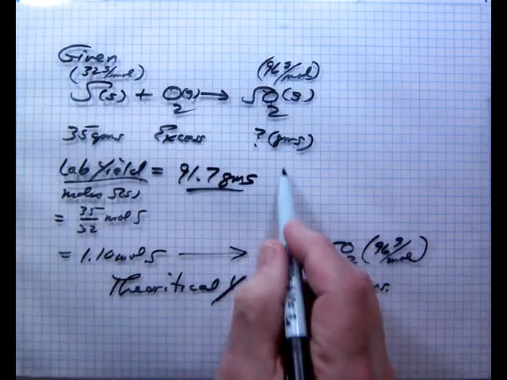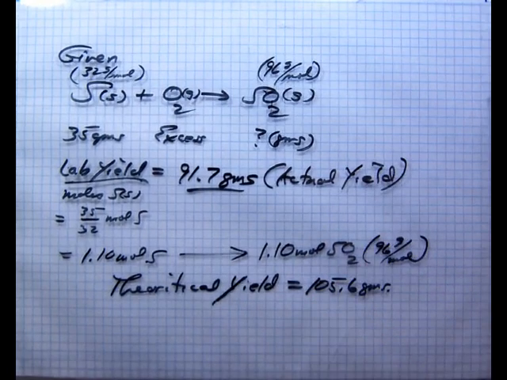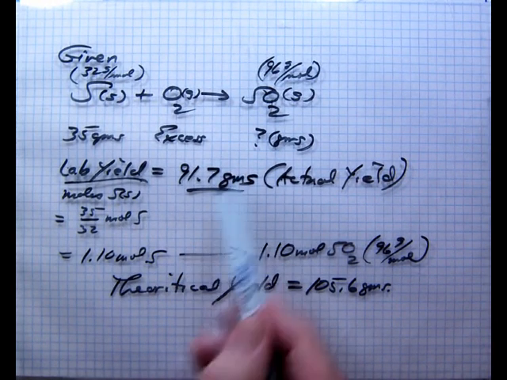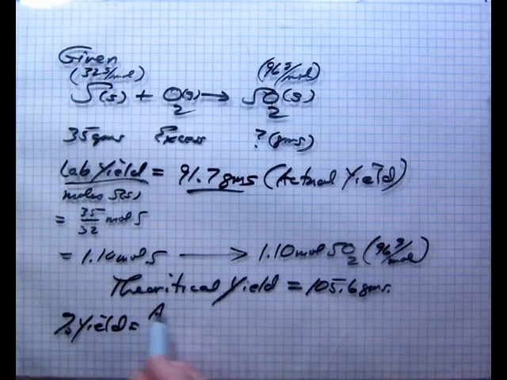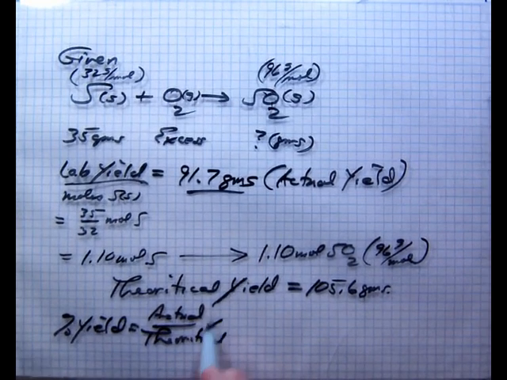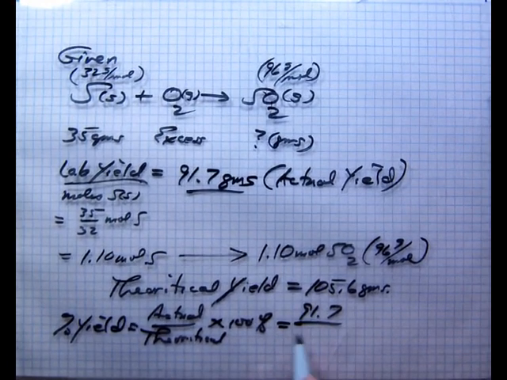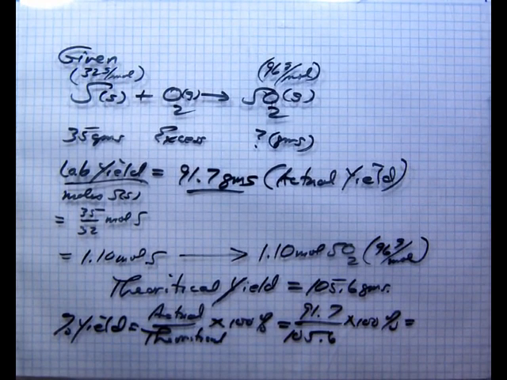That's your theoretical. However, you go to the lab and you run this and you come out with 91.7 grams, which is your actual yield. You were expecting 105.6, but you only got 91.7. So the percent yield is actual over theoretical times 100%, which is 91.7 over 105.6 times 100%. I think you're catching the trend.